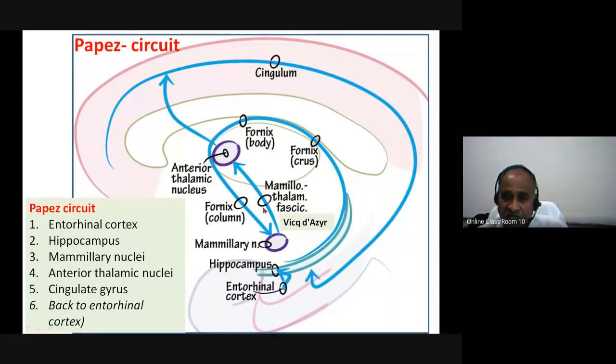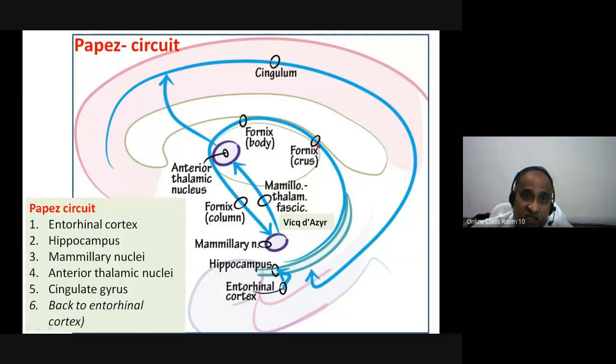In vitamin B1 deficiency or in chronic alcoholics, these fibers degenerate, and these fibers are necessary for the formation of memory. You will have loss of memory. I will come back to that. So from the thalamus it goes to the cingulate cortex. This is the cingulate cortex, and from the cingulate cortex it comes back to the hippocampus and entorhinal cortex, and again repeats.